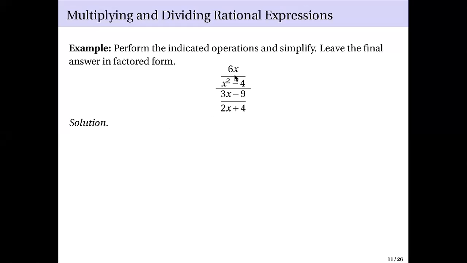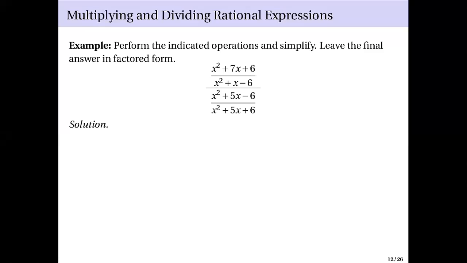So for the next example, here we have division. So you have 6x over x squared minus 4. And then you have that longer line here. So this is the outer division. Okay, so divided by 3x minus 9 over 2x plus 4. Okay, so again, hit pause.